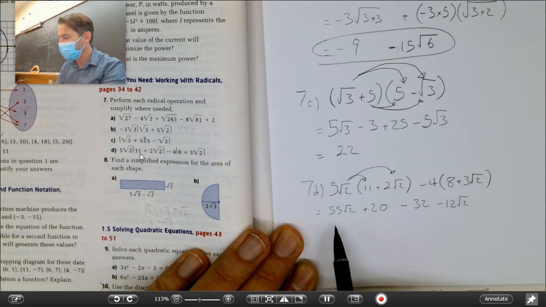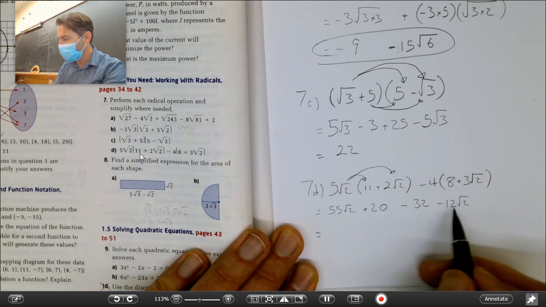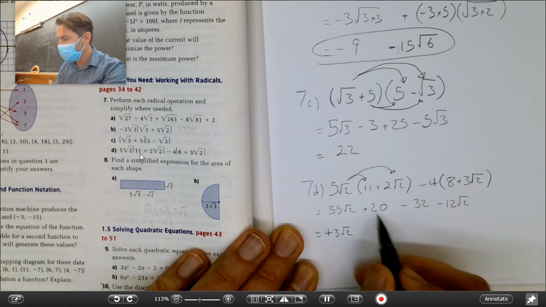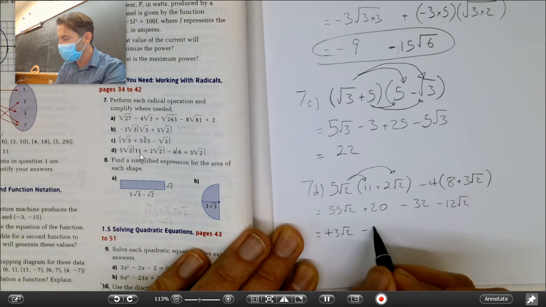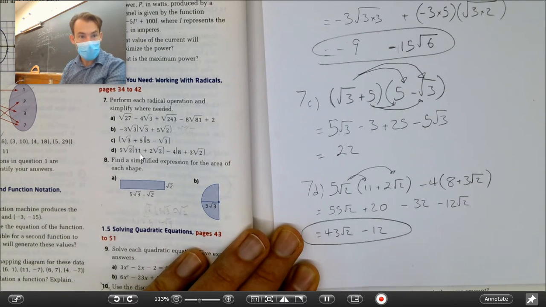Okay, now I collect my like terms, or my like radicals. So 55 root 2 and negative 12 root 2 I collect. And that would give me 43 root 2. And then 20 minus 32 gives me minus 12. And that's done, final answer. So that's dealing with these radicals.